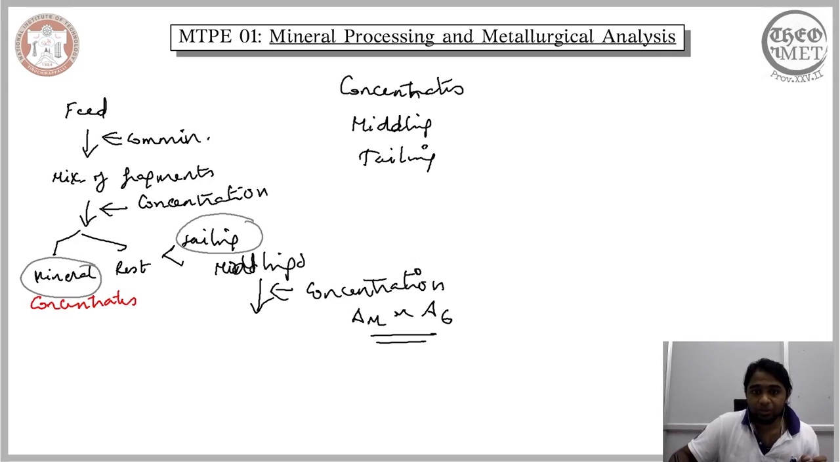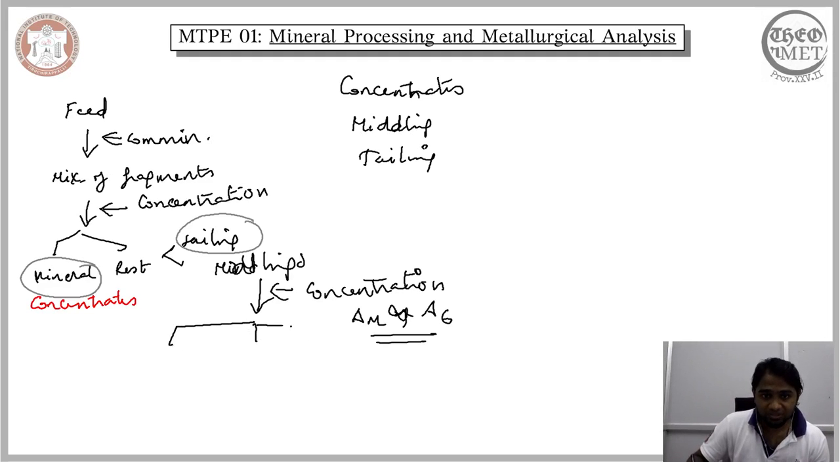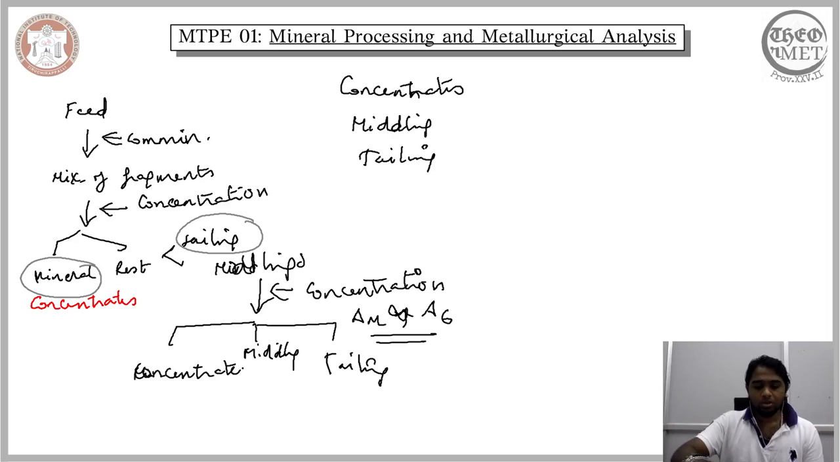Instead of considering purely or exclusively mineral particles or exclusively gangue particles, now the criteria for concentration involves an acceptable level of minerals and an acceptable level of gangue particles, and therefore this second degree concentration gives us concentrate, again a middling and tailings. So similar to the comminution, we have separate degrees of concentration.